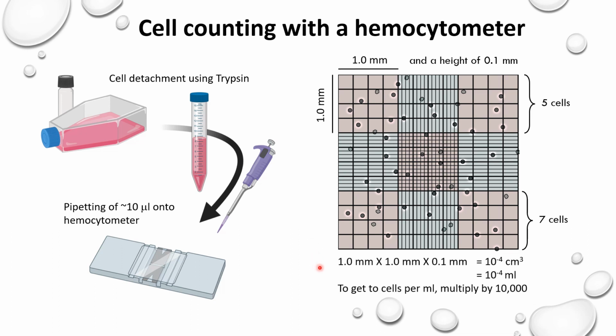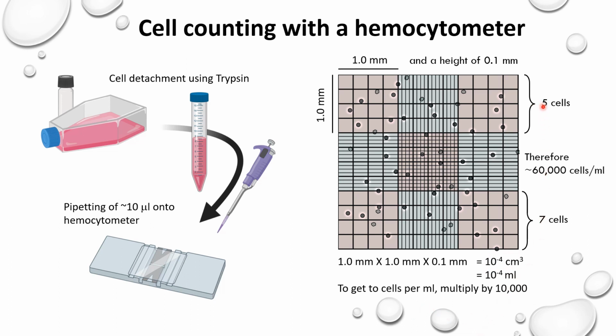And now we go back to our surface area, which is 1 by 1 millimeter, with the height, which is 0.1 millimeter, which actually gives us a volume of 10 to the minus 4 cubic centimeter, which is equivalent to 10 to the minus 4 ml. Therefore, in order for us to understand how many cells we have per ml, we multiply by 10,000 to make up for this 10 to the minus 4.